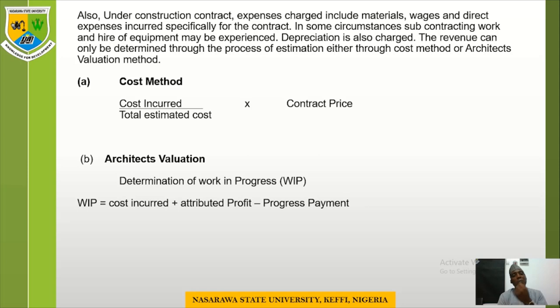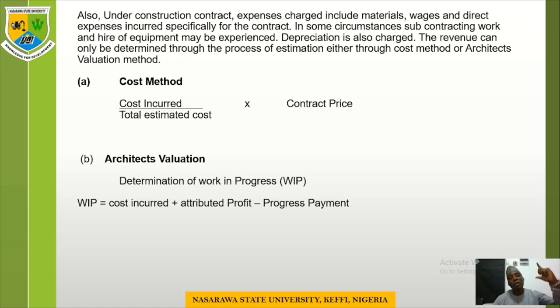The other method of accounting for construction contract is the cost method, where the attributable profit will be the cost incurred over total estimated cost, multiplied by contract price. You apply this formula where the contract is under the completed contract method. Don't forget, there are two methods of accounting for construction contract: the completed contract method and the percentage of completion method.